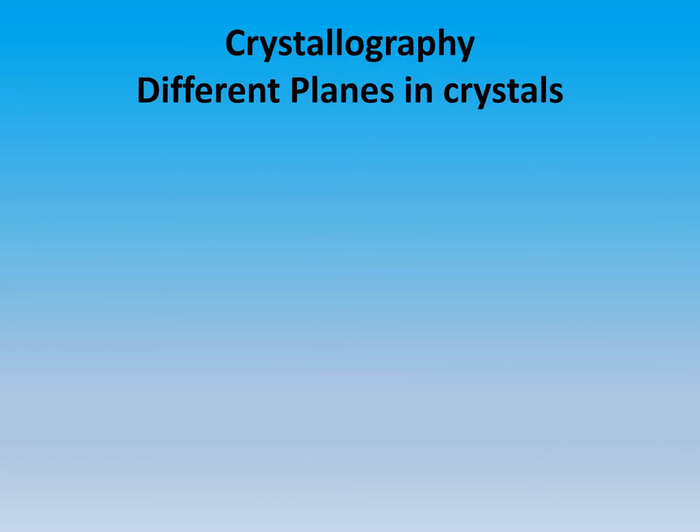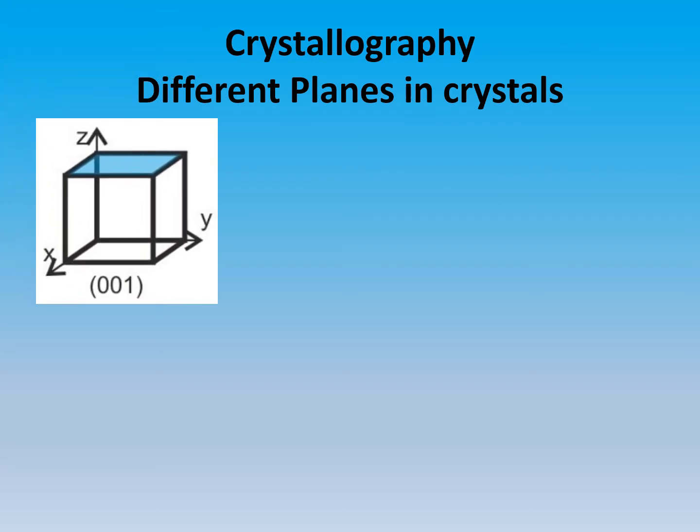Now crystallography: different planes in crystals, and how to find them. The first example: there are three axes in the cube, the x-axis, the y-axis, and the z-axis. In this plane, the axis which it intersects we consider as one. This plane is not intersecting the x-axis or the y-axis at all, so those are considered zero. It intercepts only on the z-axis, so that is considered one.